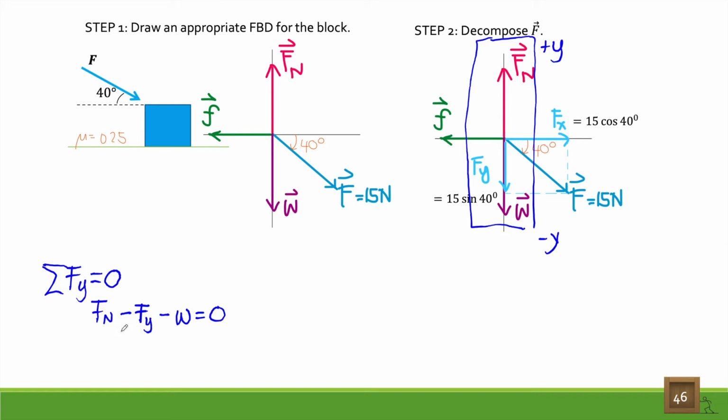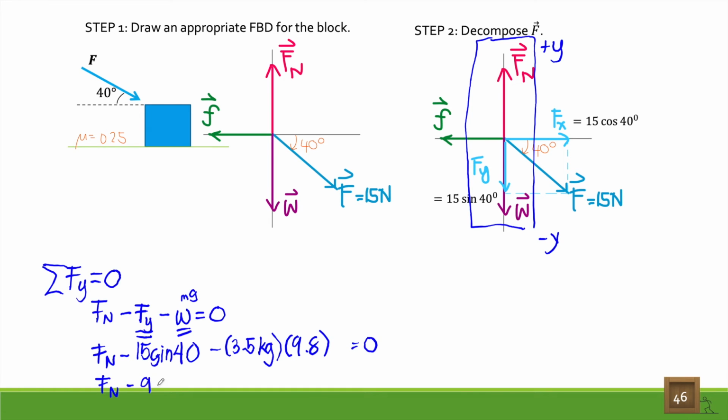Now, I think we've talked about the value of Fy. That's 15 sine 40 degrees. Weight is mass times gravity, mg. The mass is 3.5 kilograms. And the gravity, of course, 9.8. And we have here the sum equal to 0. So this would be Fn minus 9.64 minus 34.3 is equal to 0. Let's add those values. 43.94 is equal to 0. Or simply, Fn is equal to 43.94.